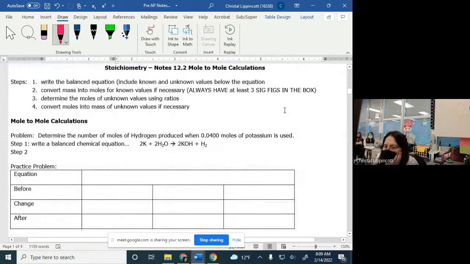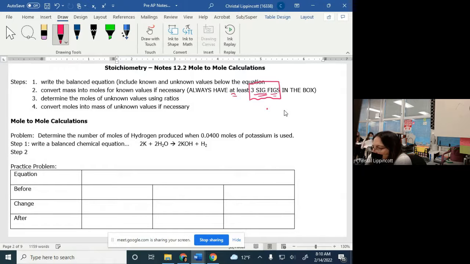Okay, so now we're going to move in and we're not going to be talking about food anymore. We're going to start talking about actual moles and that sort of thing. Okay, so here is a huge key to your success. In these boxes here, you need at least 3 sig figs.